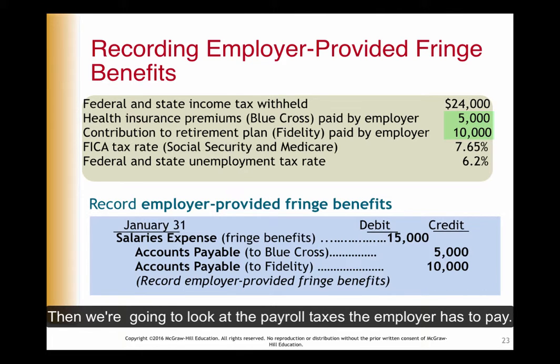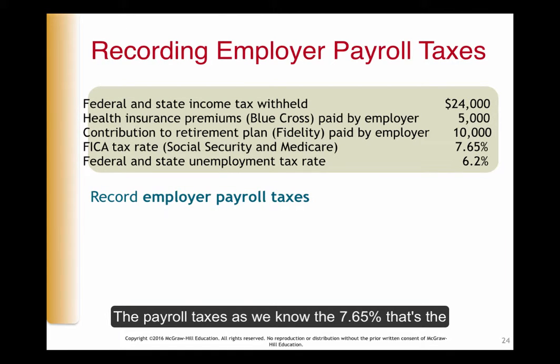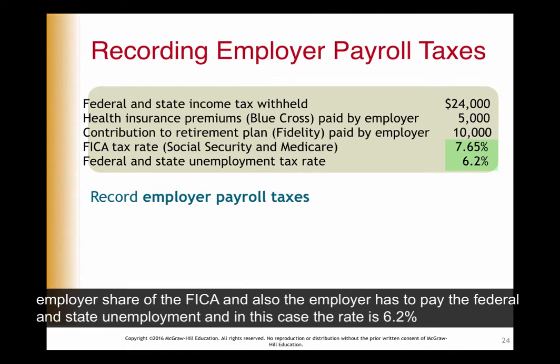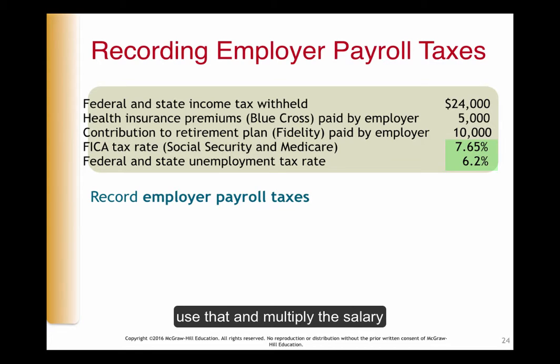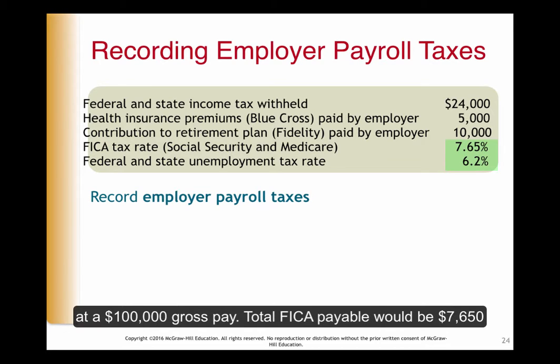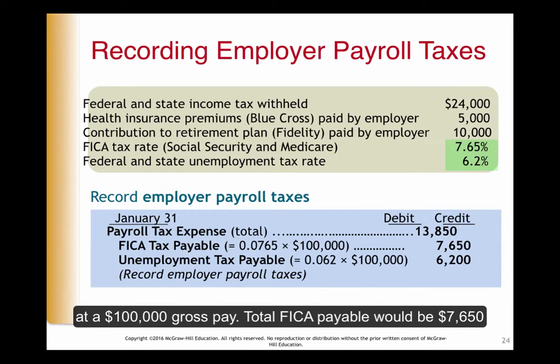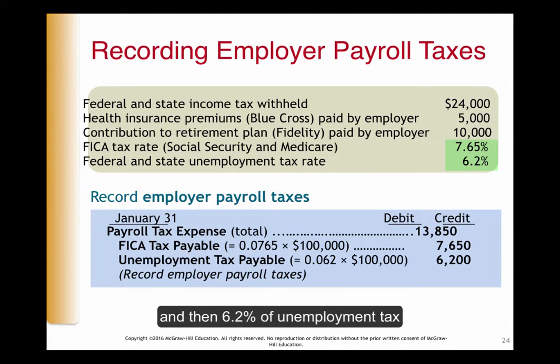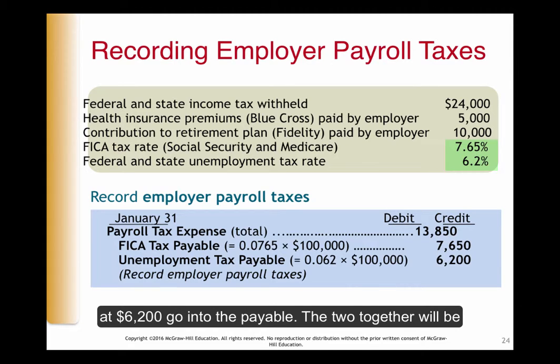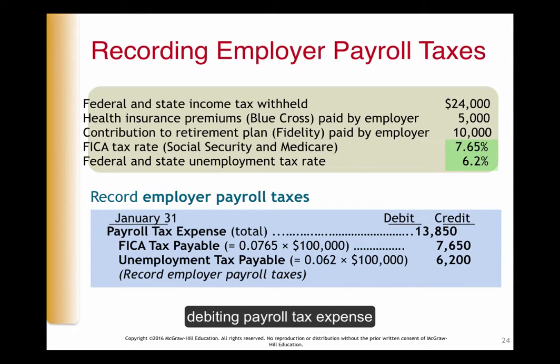And then we're going to look at the payroll taxes that the employer has to pay. Payroll taxes, as we know, are 7.65%. That's the employer share of the FICA. And also the employer has to pay the federal and state unemployment. In this case, the rate is 6.2%. Use that to multiply by the gross pay of $100,000. Total to pay: FICA payable will be $100,000 times 7.65%, or $7,650, and then 6.2% of unemployment tax going to the payable. Those two together will be debited to payroll tax expense.